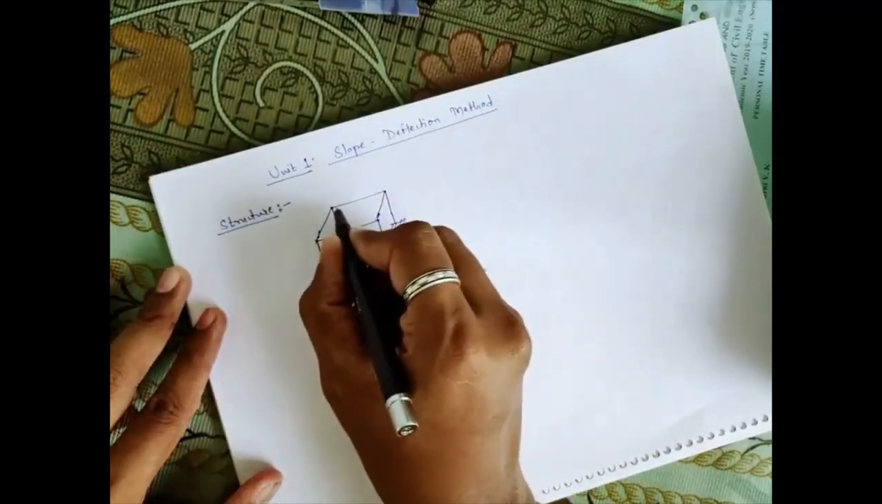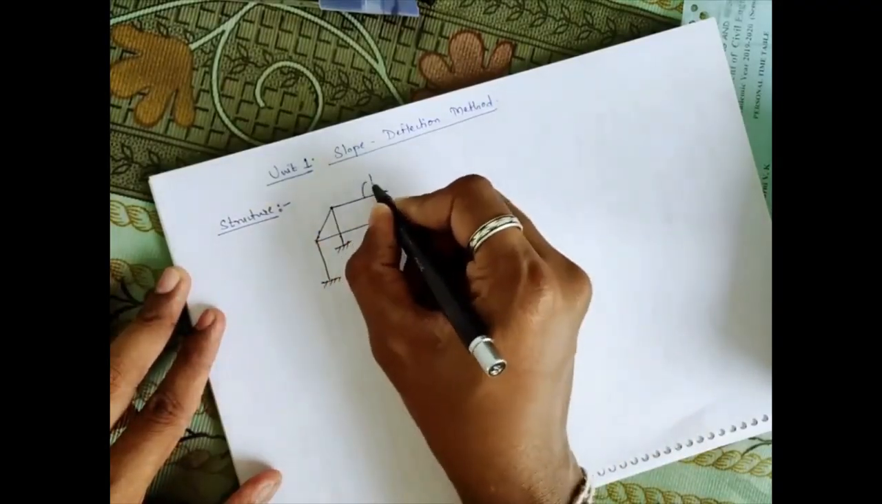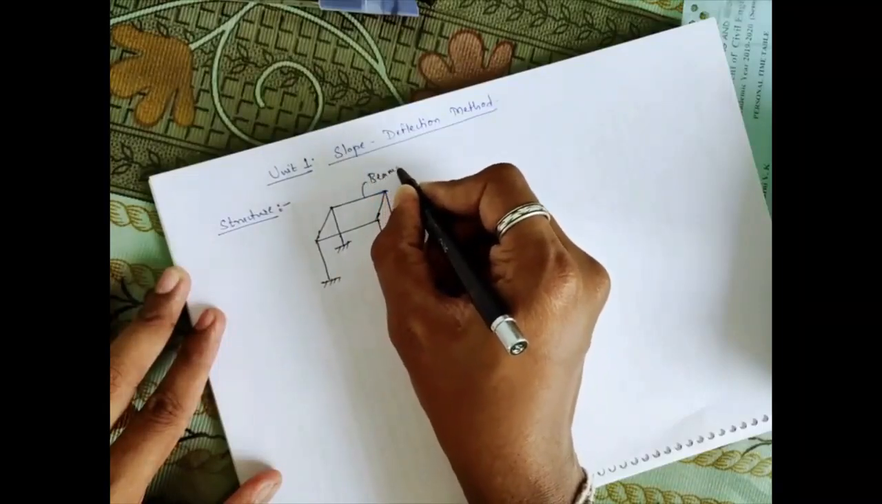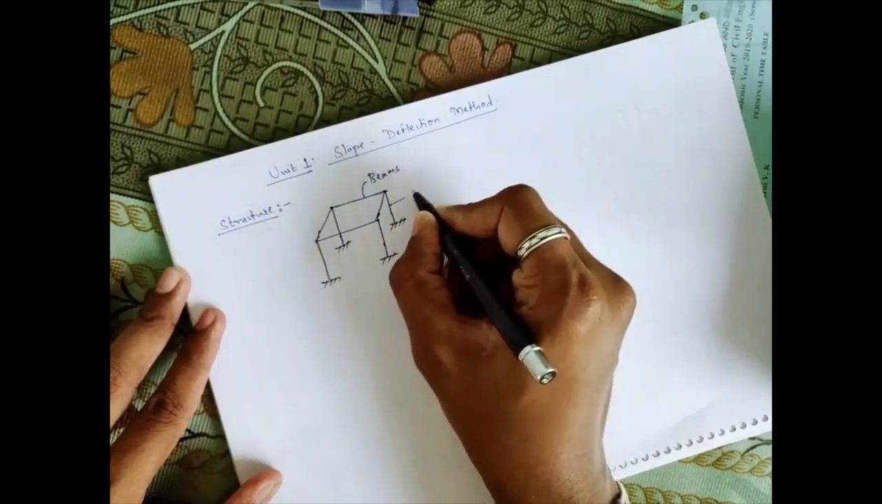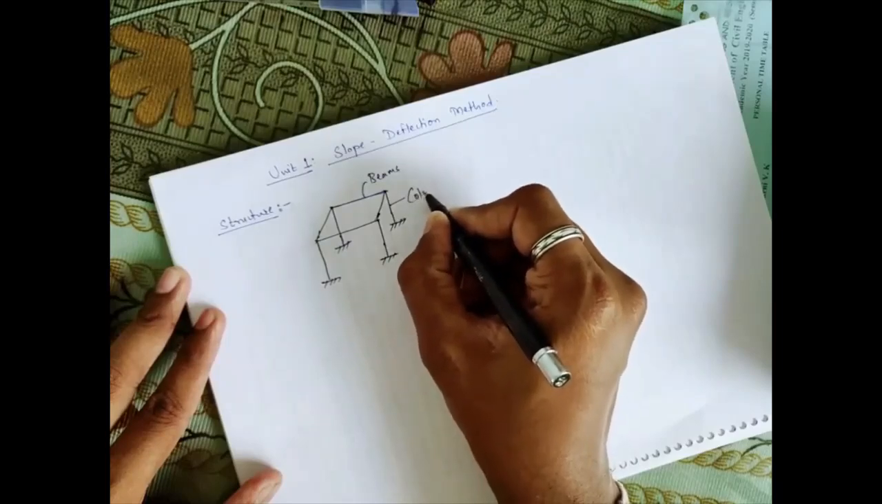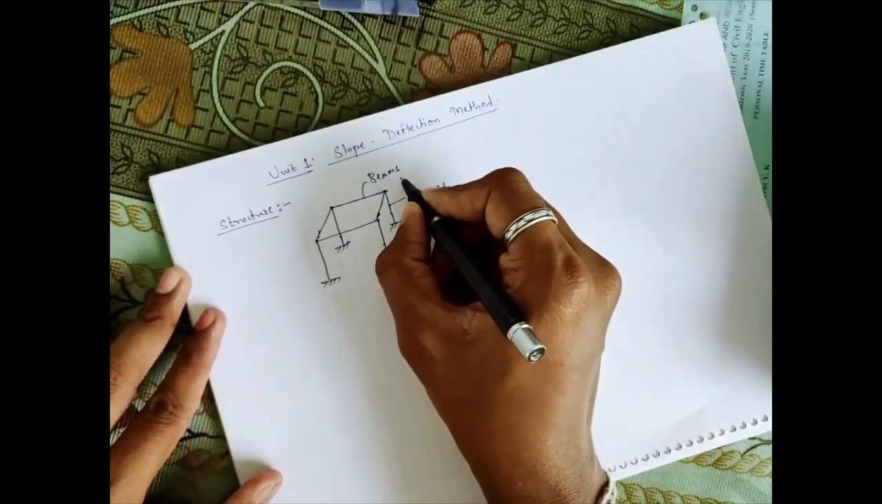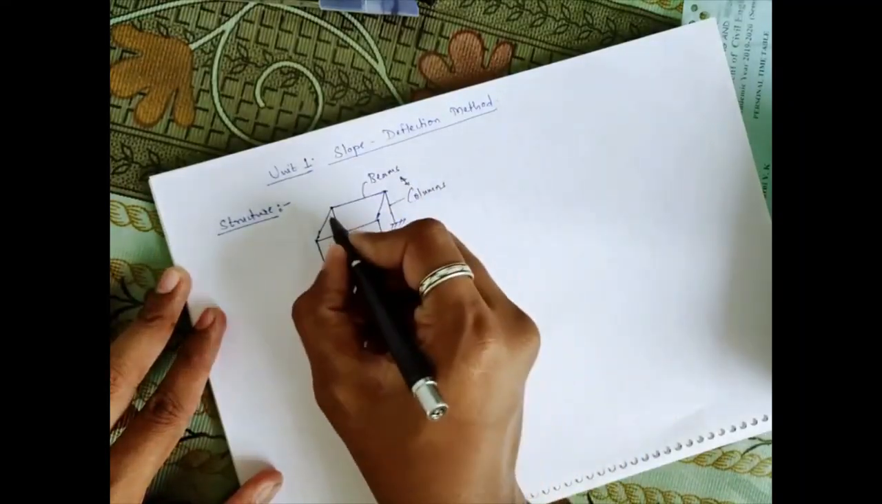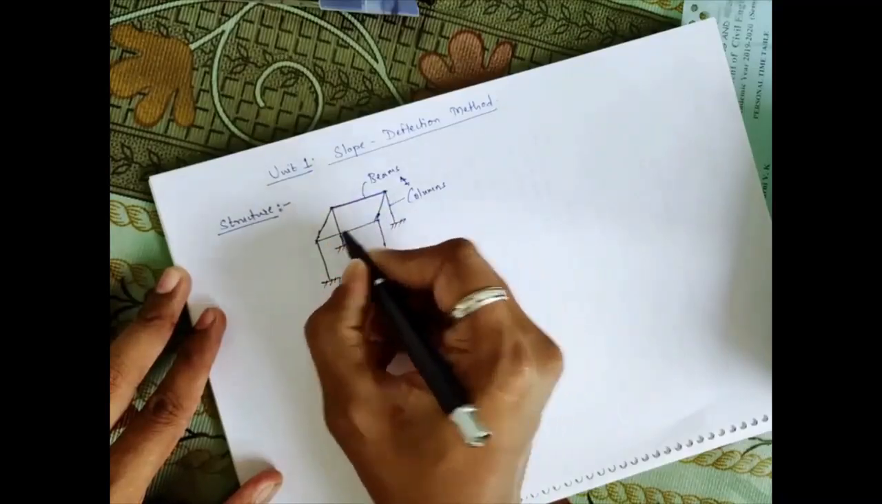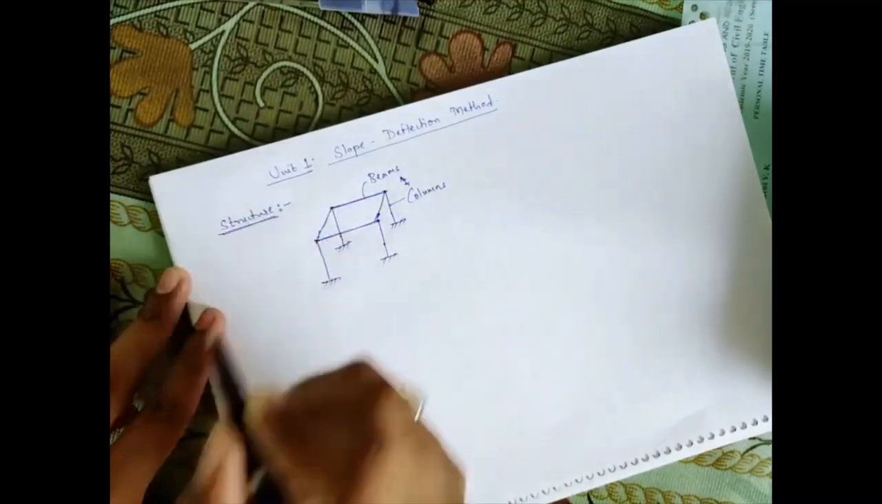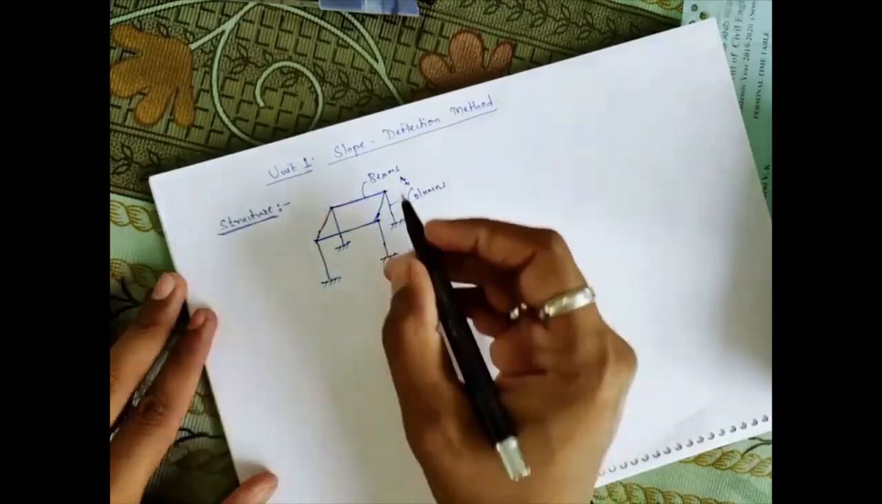What are these elements which are here? Those are the horizontal elements that we can say are beams. These vertical elements we can say are columns. The combination of these two members forming a frame-like structure, that we call a basic structure. We have to analyze this structure.